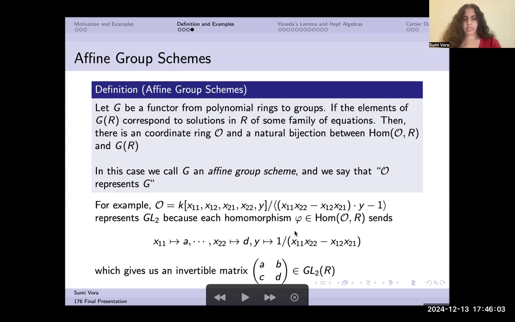And we can see that any homomorphism from O to R, where R is wherever the entries are coming from, will send the generators x11, x12, x21, x22 to some element in GL2(R). Again, just to clarify, this is GL2 because y is going to be 1 over the determinant, so we can't let y be 0 in this case.